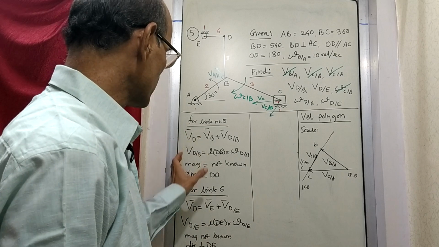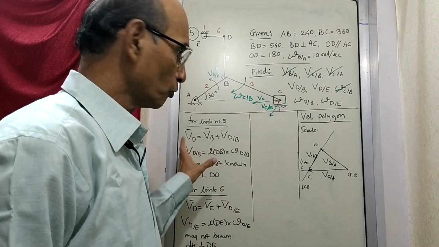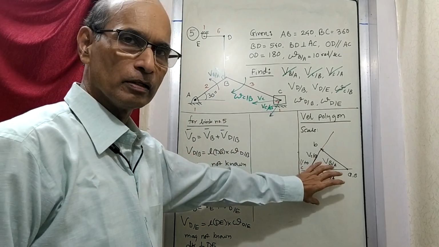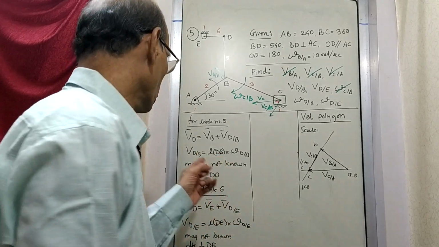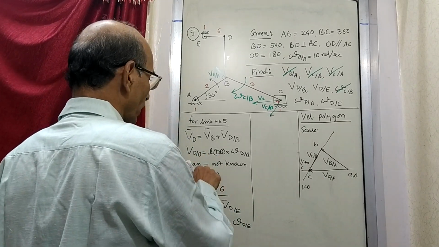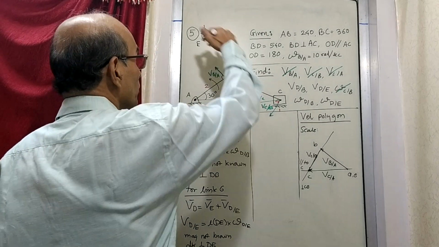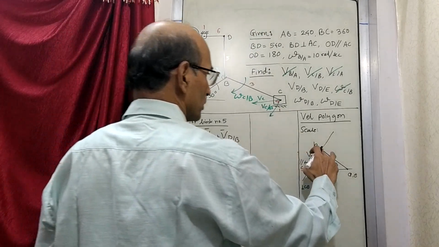So for this and this, we are stopping here, we cannot go further. So we have to switch over to the polygon and make use of this information in the polygon and try to find out what is not possible here. So we try to find out the velocity of D with respect to B, which is perpendicular to DB, by drawing a line from B, because the tail of the vector should be at B.